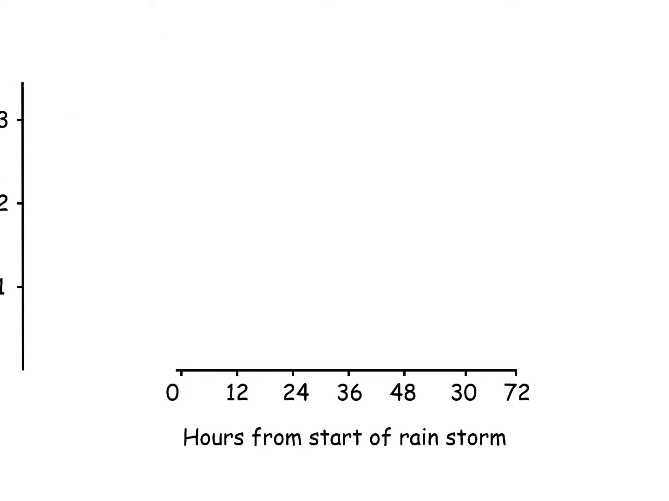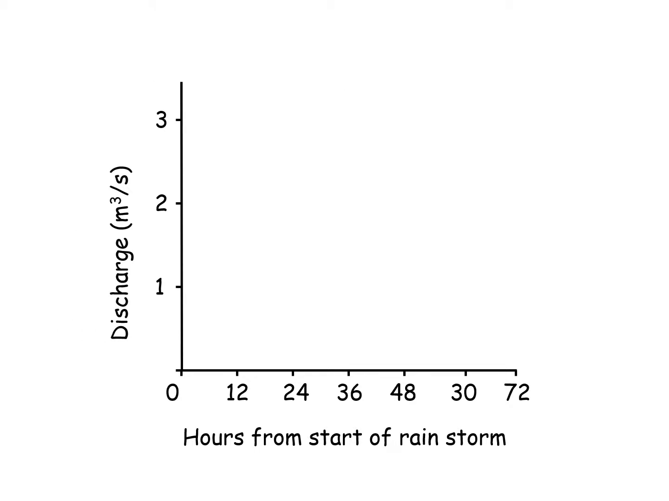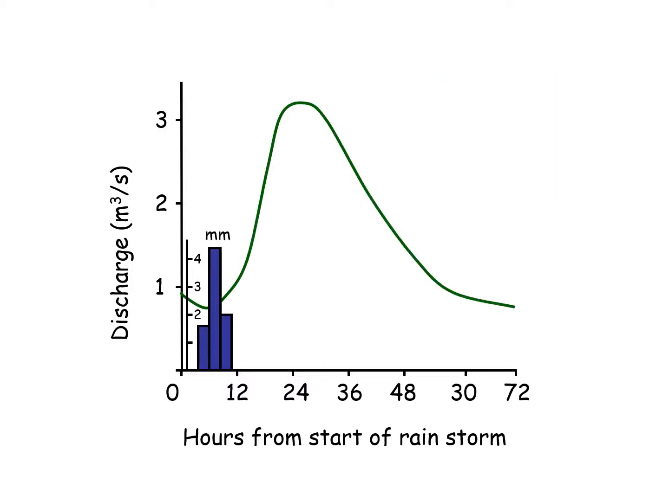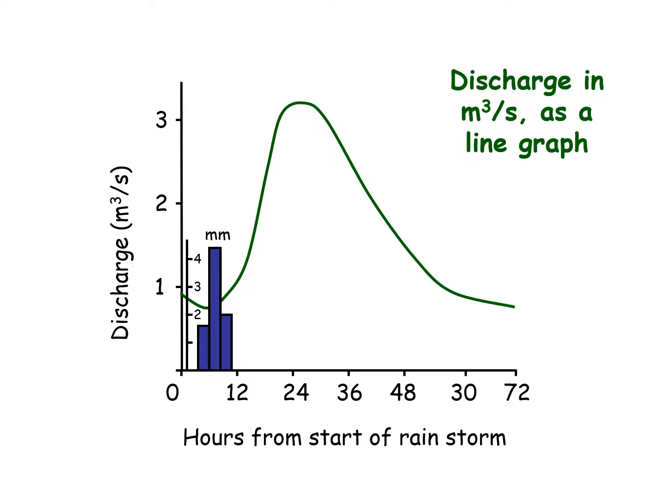We have to see what these are. Discharge on the vertical axis is in meters cubed per second, and the hours, as you see here, go from 0 to 72. Here, this is rainfall in millimeters. Let's say we had rainfall, and this rainfall is shown in millimeters as a bar graph. It can be in inches or millimeters. So if we had rain, we want to see how we can construct our hydrograph. The hydrograph looks like this, the discharge in meters cubed per second as a line graph.